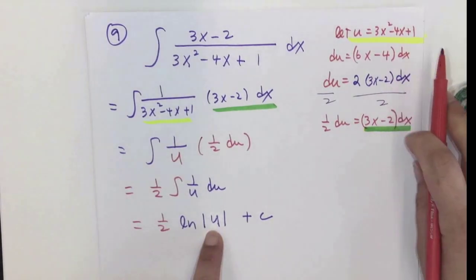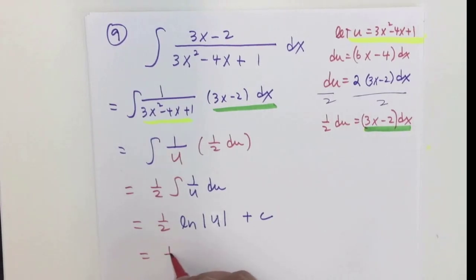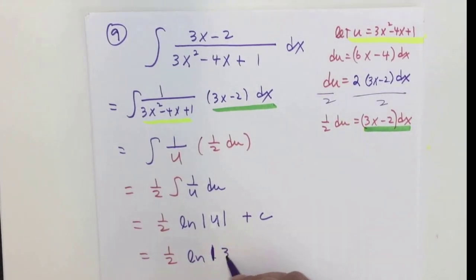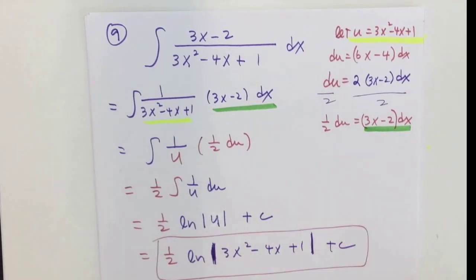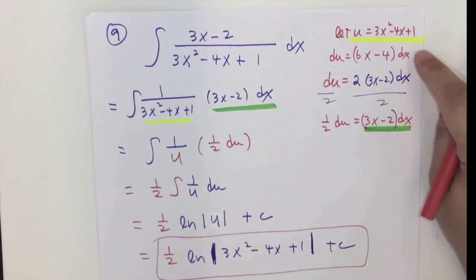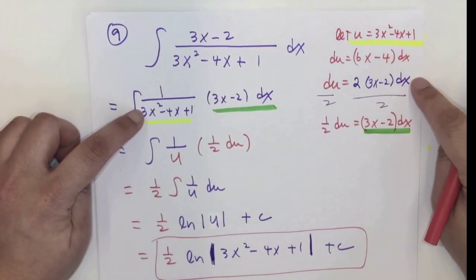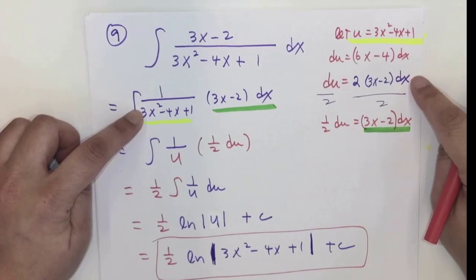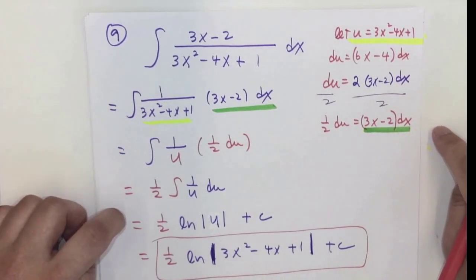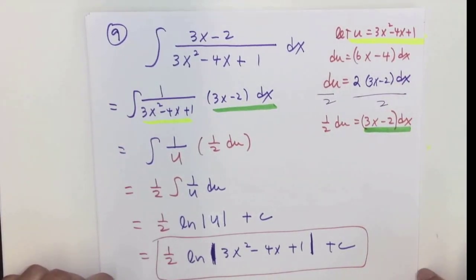This part, right? So we need to substitute back. So this is going to be 1/2 ln absolute value of 3x squared minus 4x plus 1, close the absolute value, plus c. So this is substitution. We set the higher power part as u, find out what the du part is, and then substitute, take the integral, and substitute back.